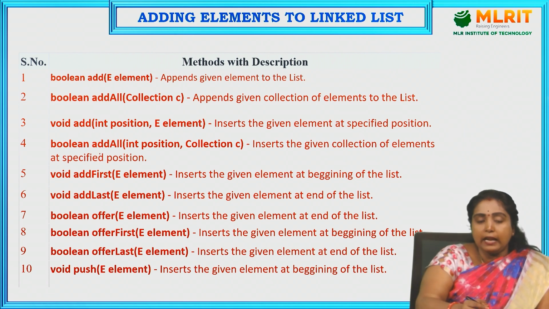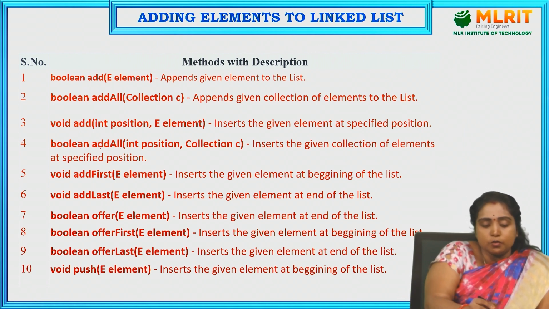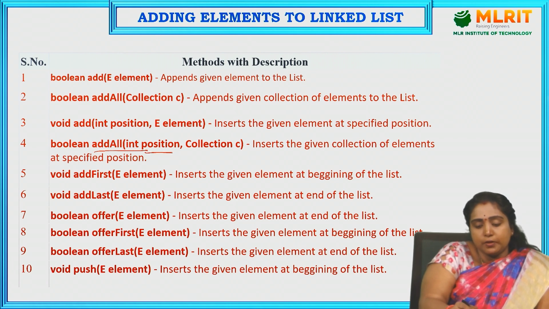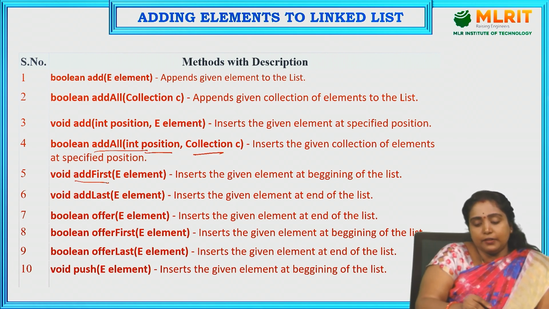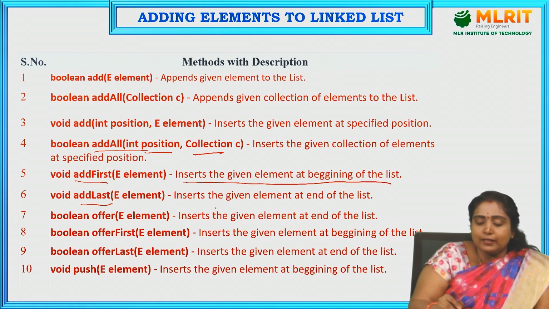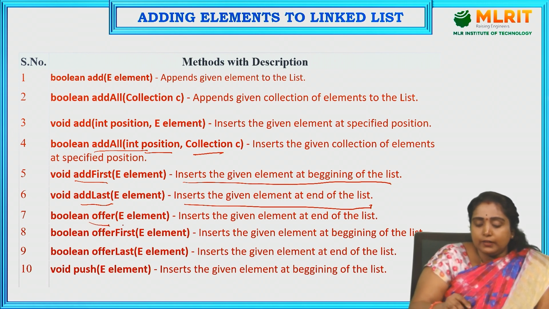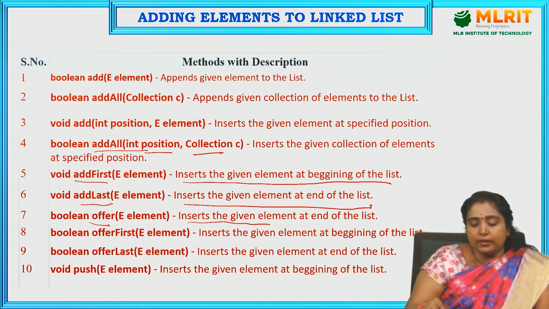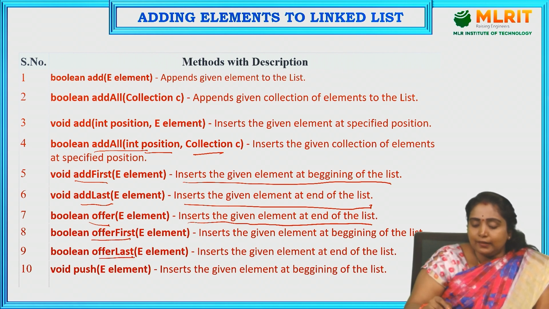Okay. And if I need to add n number of elements at a specified position, you are going to use the addAll method. You have to give the position and a collection of elements. Next, addFirst inserts an element at the beginning of the list. addLast inserts the element at the end of the list. And offer is a method that will insert the given element at the end of the list. And offerFirst inserts the given element at the beginning of the list.